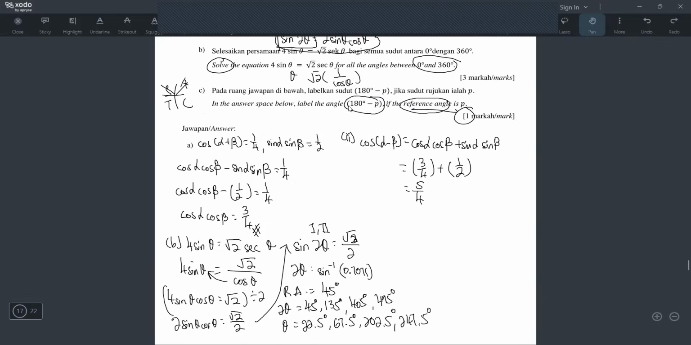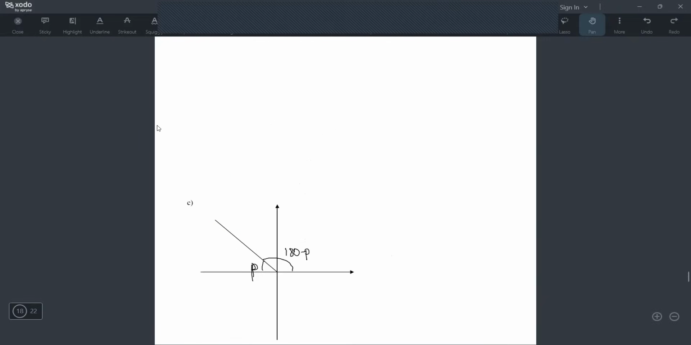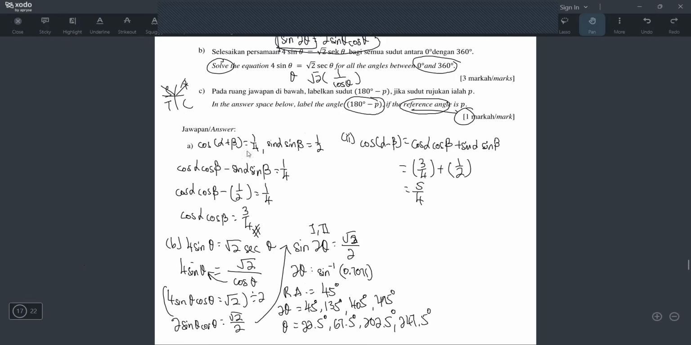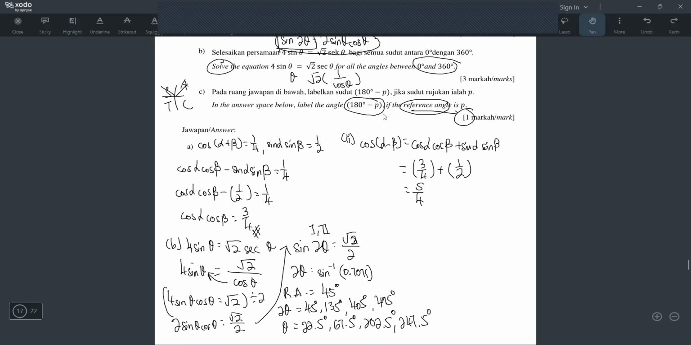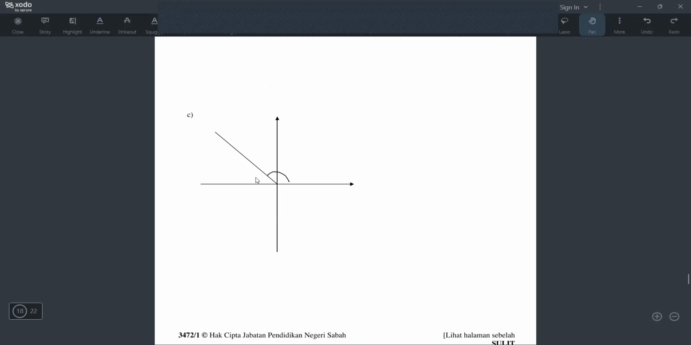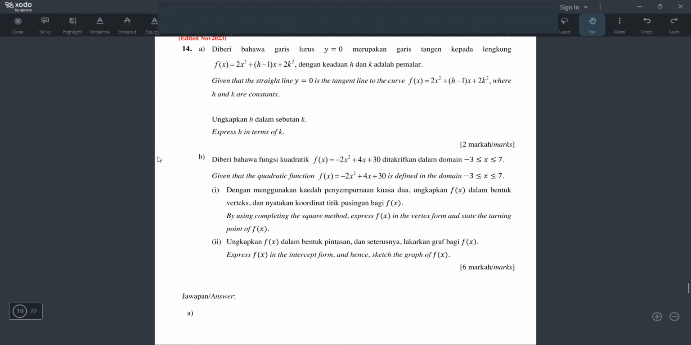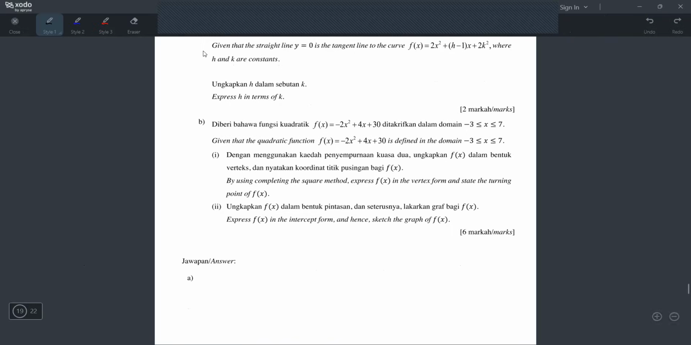When it's quadrant 2, it will have this relationship, 180 minus. But I don't think you should label it like this, because later you will not get any marks. So I think you will just label the 180 minus P angle, which is here. Labeling it like this is good enough already. This one is the reference angle. So let's see what they want. Label the angle 180 minus P. They only want me to label the real angle, not the reference angle. So the reference angle P is here, but they only want the real angle, which is 180 minus P. So this is the answer. You get 1 mark for this. All right, let's continue with number 14A.